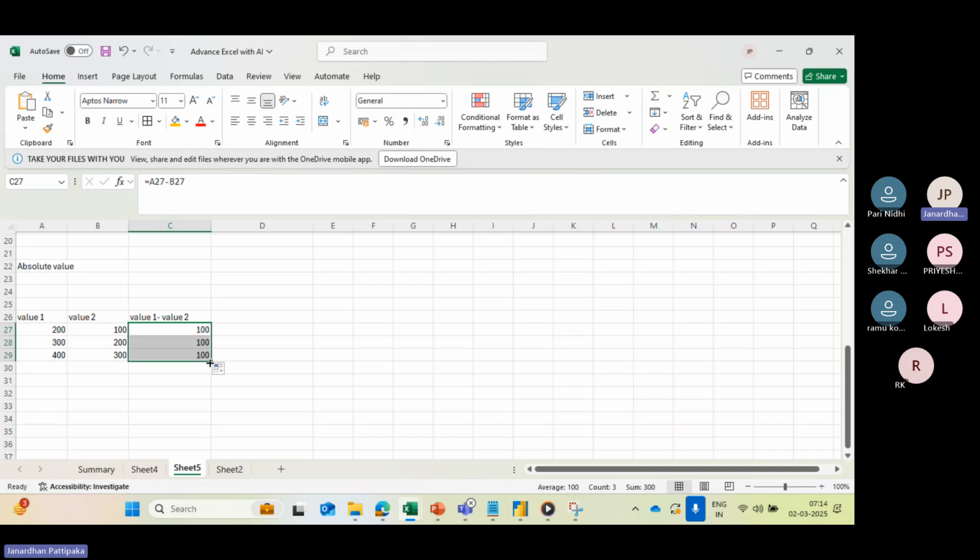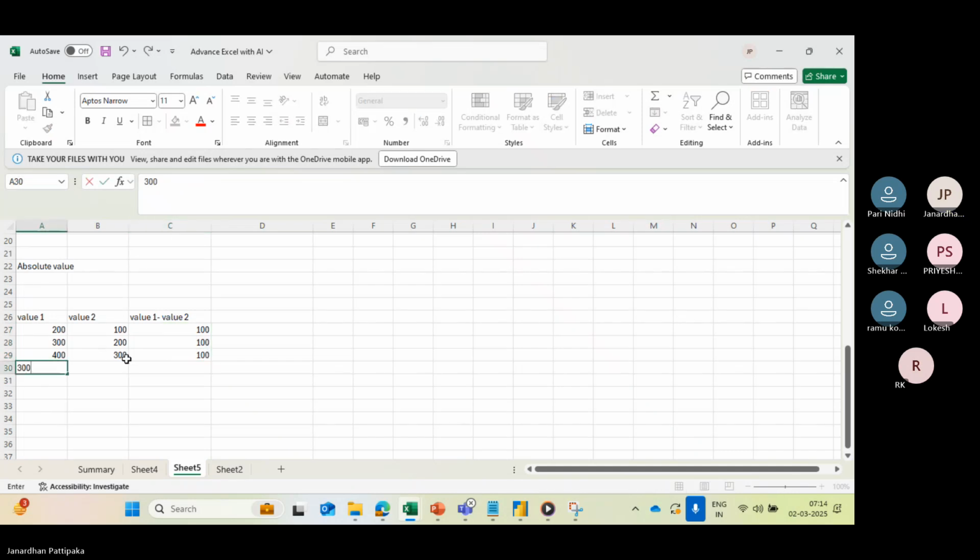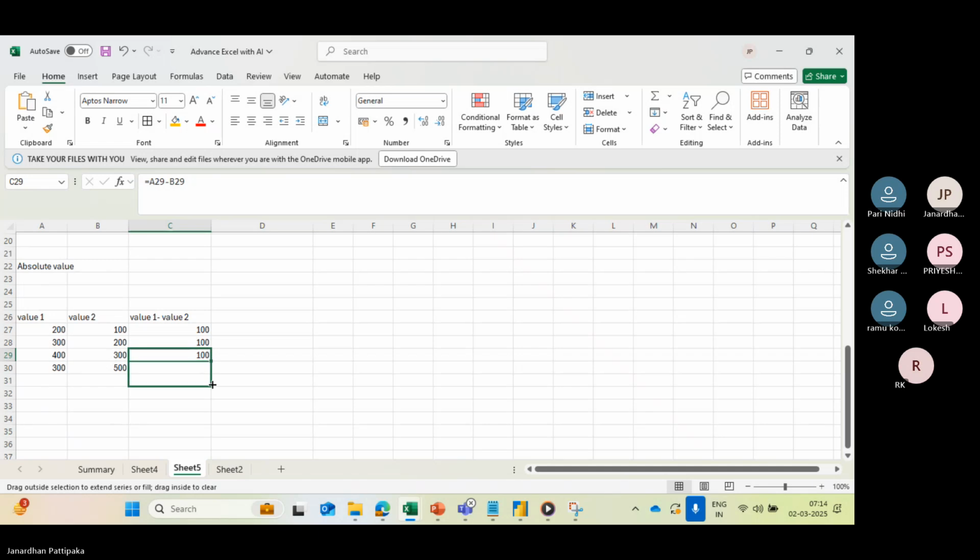And the difference is also 100, 300 minus 200. But if I take 300 and here something like 500, you'll get the result in negative, minus 200. So this is the normal value that you have calculated by using the formula.